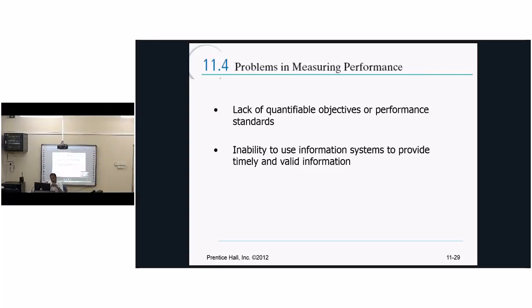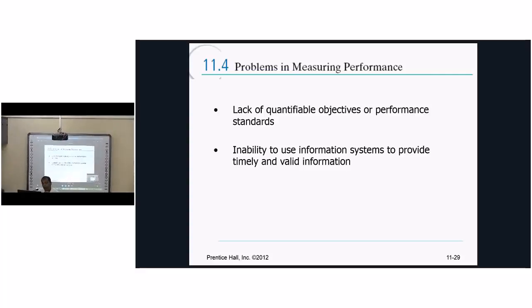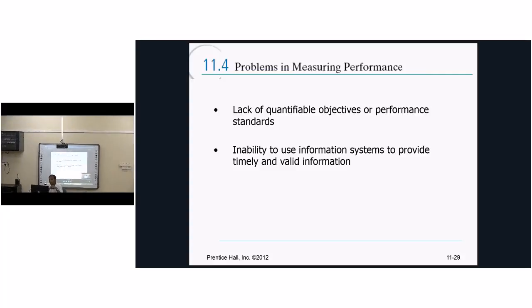So the main problem in measuring performance is not having the right information, not having the right systems to get the information that you want. Most organizations have information systems and ERPs, but unfortunately, most of them do not have the necessary information to measure performance. Sometimes it's a pity, because unless you communicate your performance measurement system to your ERP or management information system, you will not get the desired output that you want.